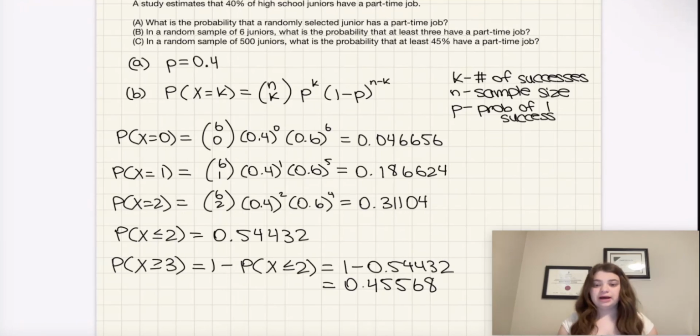So in conclusion, just over 45%, between 45% and 46% of the time, we're going to end up with a random sample of 6 juniors where 3 or more of them have a part-time job. And we could have gotten the same result from just, instead of doing 0, 1, and 2, we could have also done 3, 4, 5, and 6 and just added those up, and that would have given us the same result as well. Okay, now let's move on to part C.